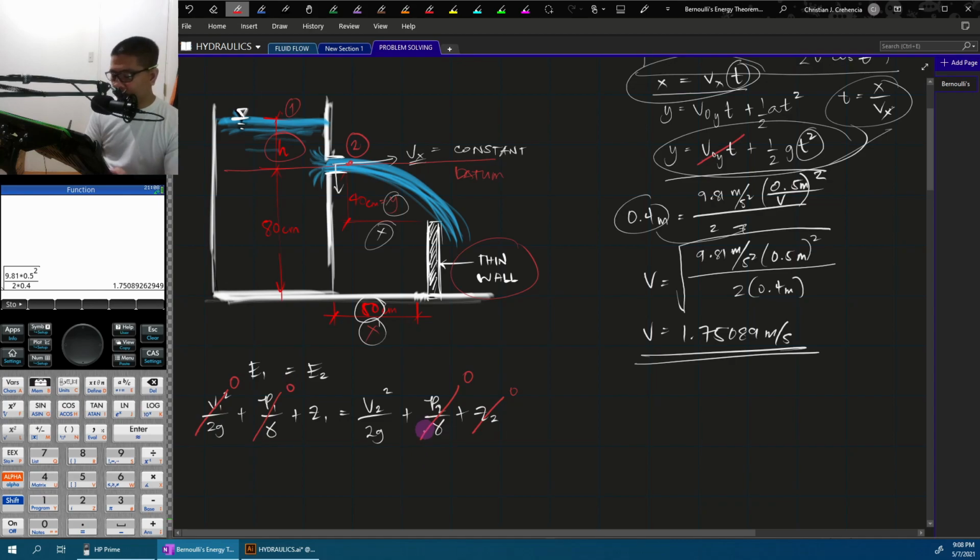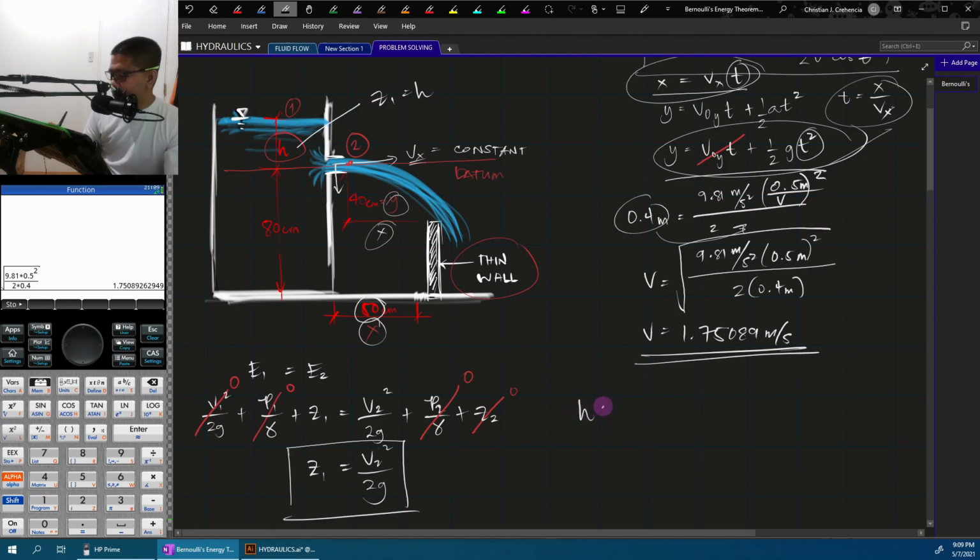Okay? So we see now that we are solving for the height, Z1. The H is technically our Z1, since point 2 is our datum. So, Z1 is equal to H. Okay, so Z1 is equal to V2 squared over 2g. So this is all we need to solve for the height H. Again, Z1 is equal to H.